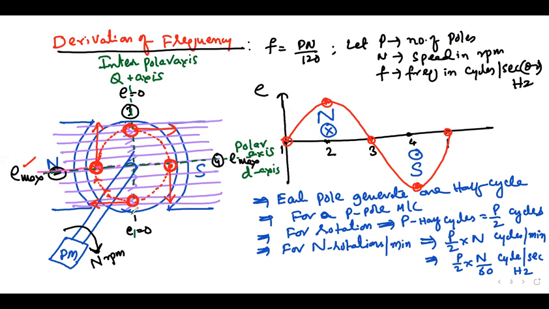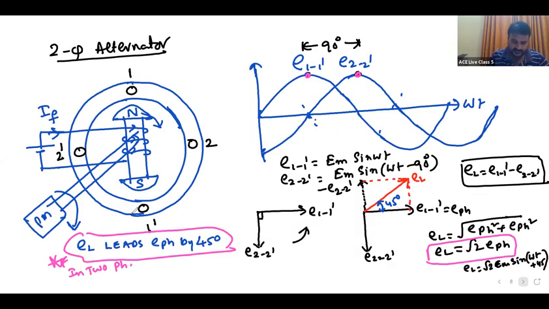Hello, sir. One last doubt, sir, on page number 8. Here one conductor is exactly under the north pole, sir. We want to have the maximum EMF, sir. Yes, in one conductor maximum.